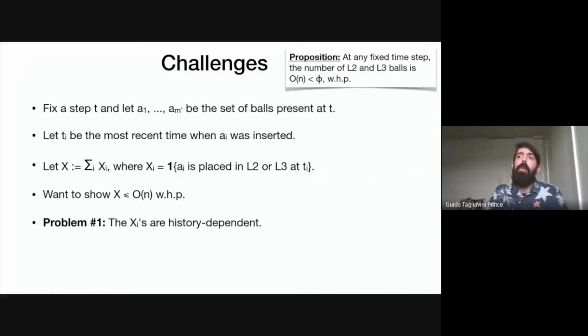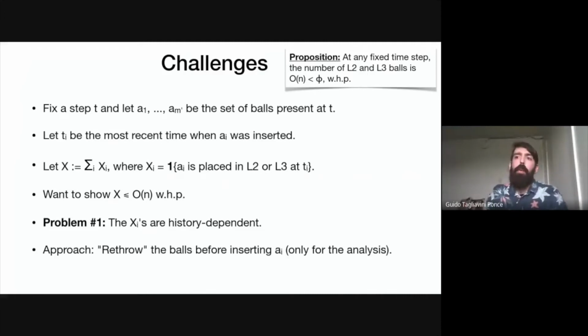So the first problem we encounter when we deal with these random variables is that these xi's are history dependent. So they actually need to know what the history leading to that point was. And so one trick we use, this is a very simple trick, there's nothing really deep about it, but it's really important. We need to rethrow the balls before inserting Ai. And we do this rethrowing just for the sake of the analysis. We don't do that in the algorithm.